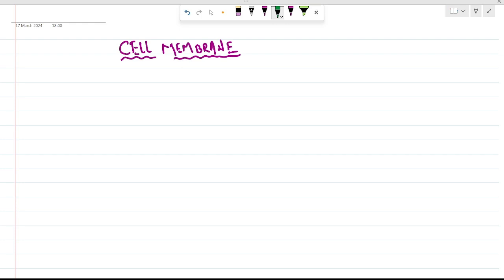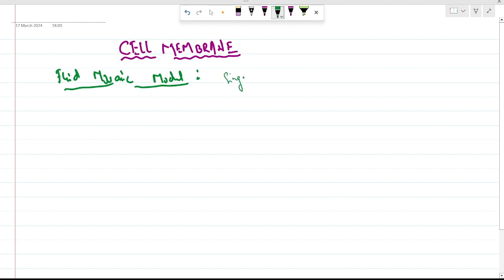Welcome back, guys. Today we are going to discuss an important topic of cell membrane in the cellular physiology modules. So in this cell membrane, the first we are going to discuss is the fluid mosaic model. I hope everyone is familiar with this model. This fluid mosaic model was proposed by Singer and Nicholson.